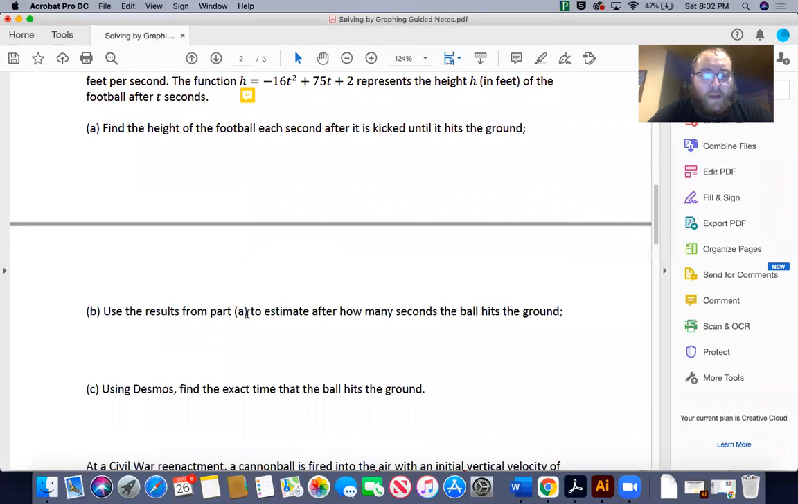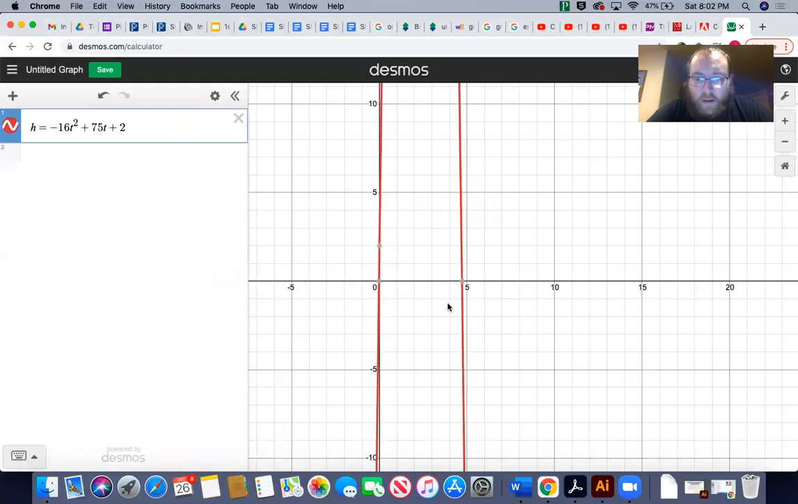Use the results from part A to estimate how many seconds until the ball hits the ground. Well, it has to be between 4 and 5, right? Because at 4 seconds it was still in the air, but at 5 seconds it would have been below the ground. So it has to be between 4 and 5. Let's look at the graph here. Just by estimating, it's a little bit closer to 5 than it is to 4. So I'm going to say 4.7, because 4.7 is closer to 5 than it is to 4.